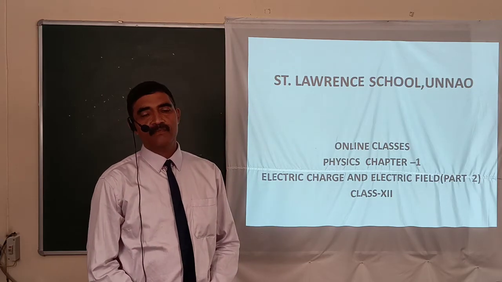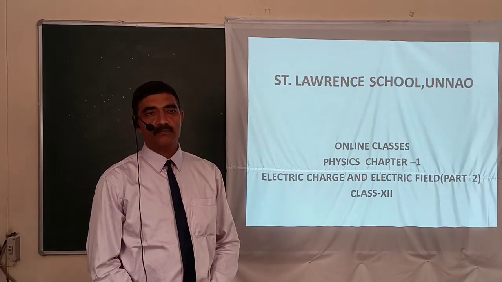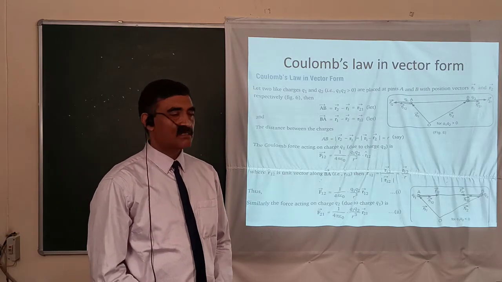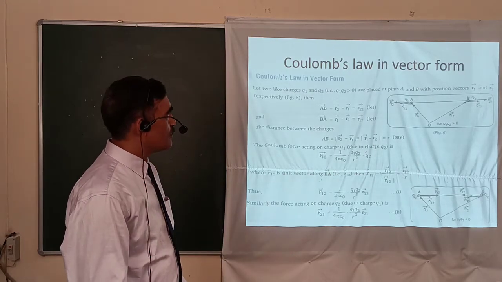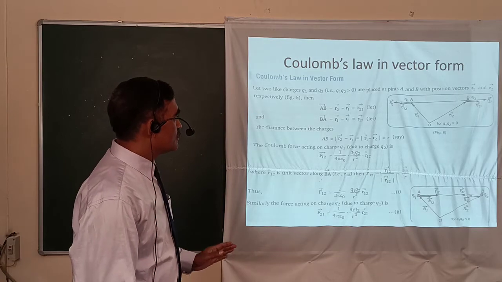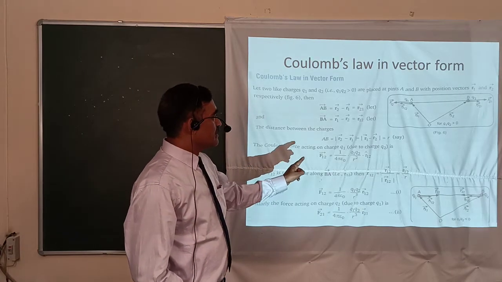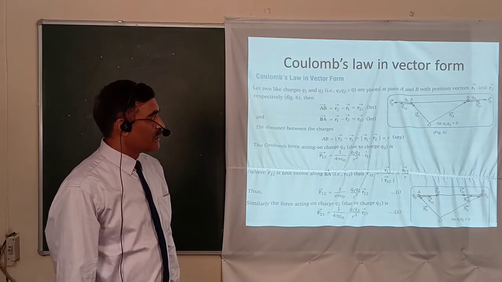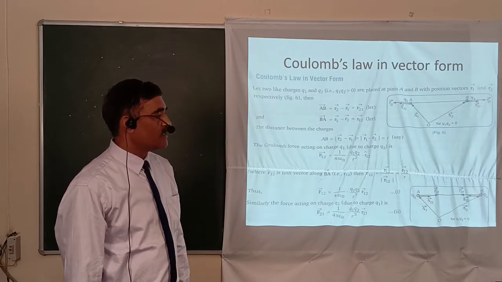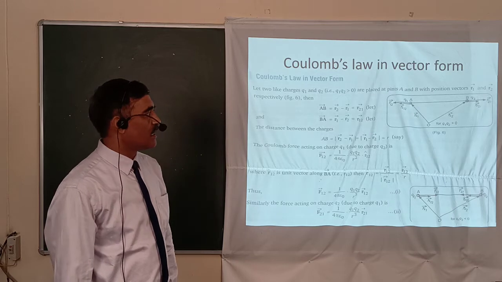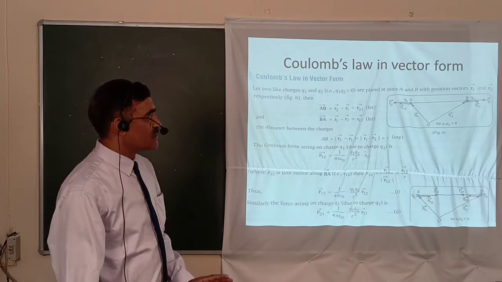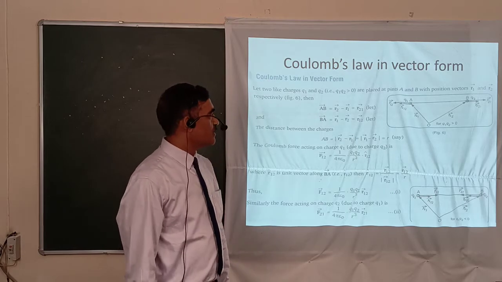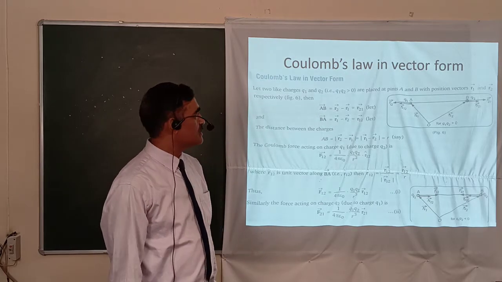In the last chapter, we discussed up to Coulomb's law. Today we'll start with Coulomb's law in vector form. Here you can see two charges, Q1 and Q2, placed at A and B, and the position vectors of these two charges are R1 and R2. The distance between the charges is given as AB equal to R2 minus R1, that is R21. It is represented like that.